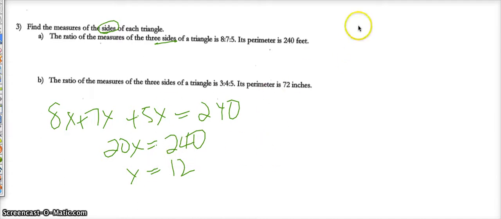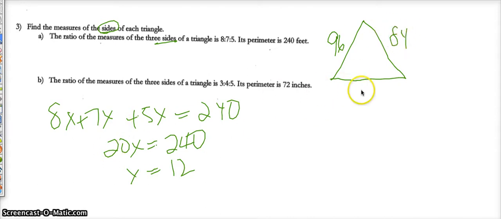So in our triangle, this side that's 8 times 12 is 96, right? So this is 96. The next one would be 7x, which is 84 feet. And then 5 times 12 would be 60. And if I sum all those up, 96 plus 84 plus 60 does in fact equal 240.